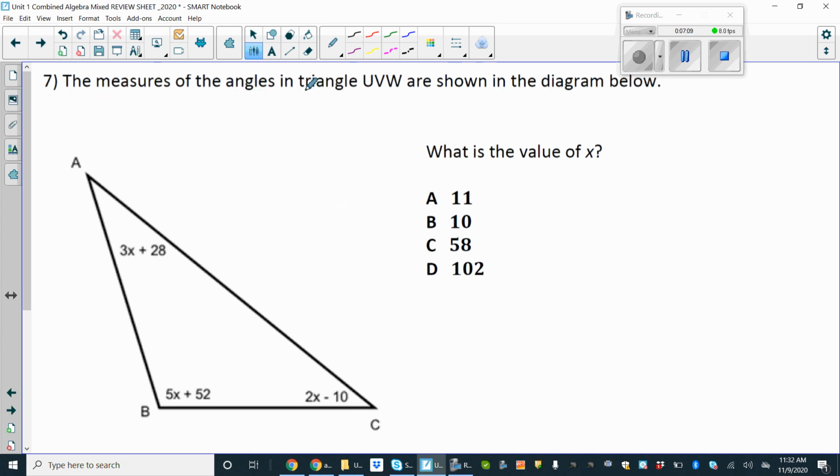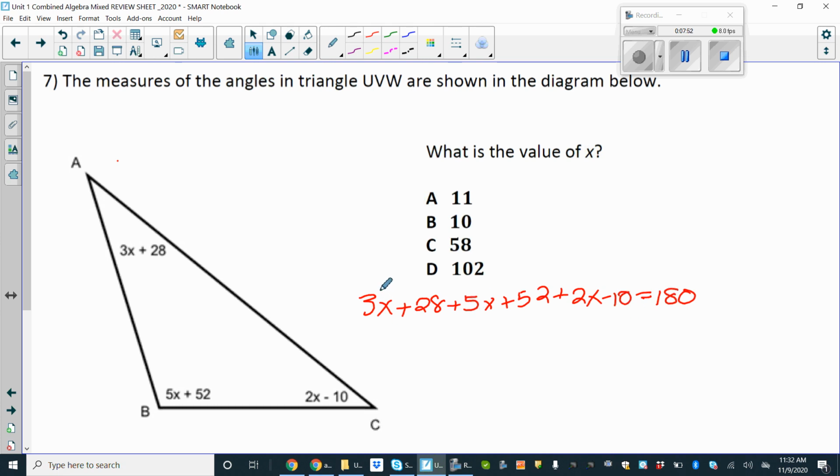The measures of the angles in triangle UVW are shown in the diagram below. What is the value of x? So you don't even need to solve for the missing angle measurements, you're just solving for x. We know that every triangle equals 180 degrees. So therefore, if you add up all of their angles, you will get 3x plus 28, plus 5x plus 52, plus 2x minus 10, and set them equal to 180, we would be able to solve for x because they equal 180 degrees.